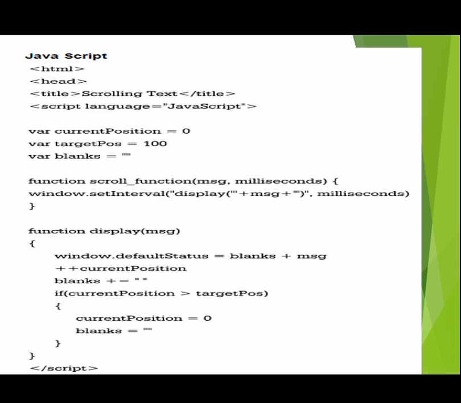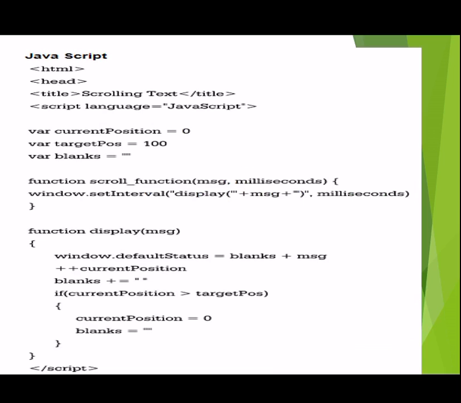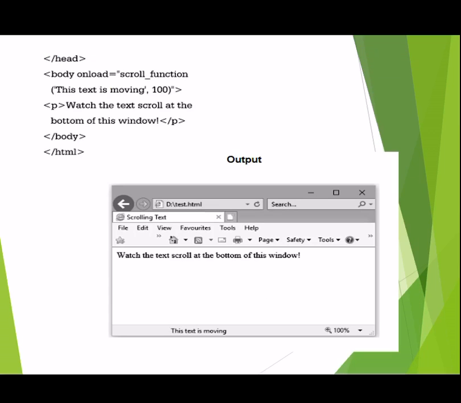Close the script tag. Now we are going to display the message. Close your head tag, open your body tag. On the body onload event, the scroll function is called over here. The scroll function has two arguments, that is msg and milliseconds.